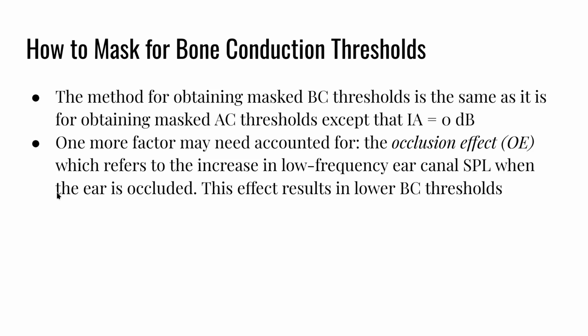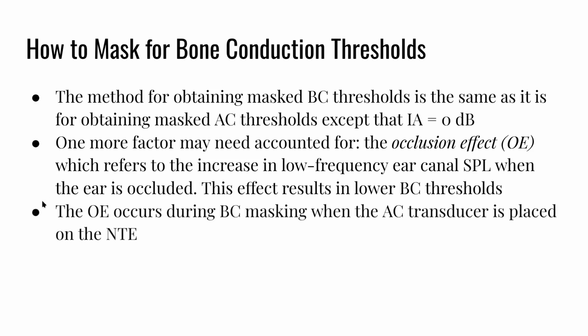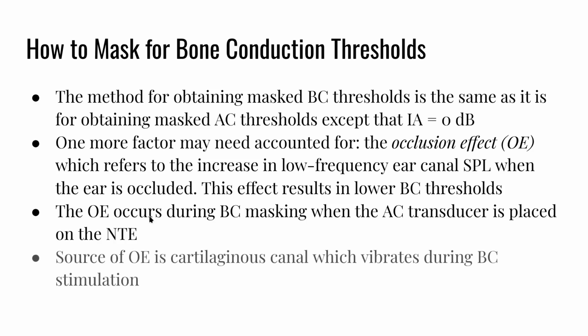This results in lower bone conduction thresholds. To account for that, the occlusion effect is an additional added masking noise level to the non-test ear during bone conduction masking. The source of the occlusion effect is cartilaginous canal vibration during bone conduction stimulation. If you imagine you sustain a long E vocalization while alternating between closing and releasing your tragus, then you'll see what I'm talking about. You'll see that the E vocalization is louder when you close the tragus of your pinna.